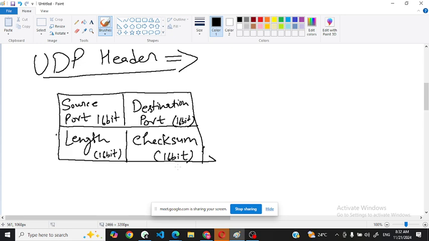Yesterday we discussed in the TCP header. The source port number helps to identify which protocol is being used at layer 7, and the destination port number helps to identify the destination port. The length field indicates the size of the header. Then checksum is used for error detection.